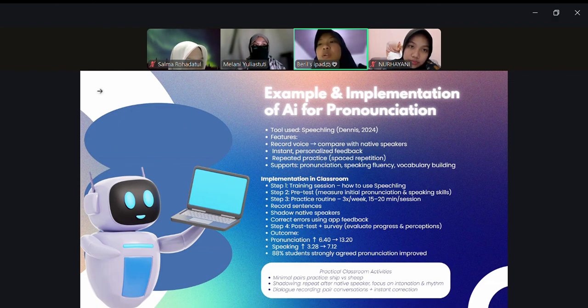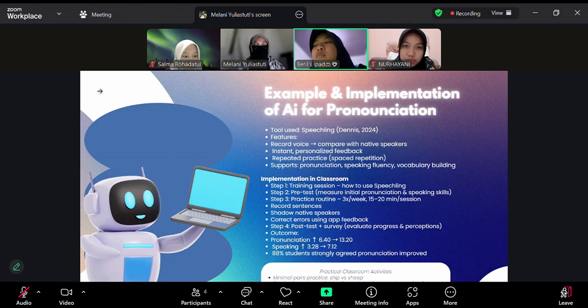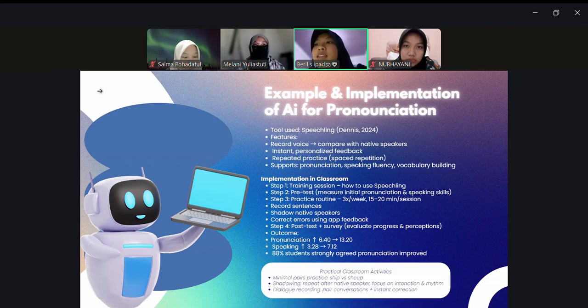And then the third is the outcomes were very positive. The average pronunciation score increased from 6.40 to 30.20, and the speaking score rose from 3.28 to 7.12. In addition, 18% of students strongly agreed that the program improved their pronunciation and helped them build vocabulary. And the fourth, the last one, is that there were also practical activities in the classroom.